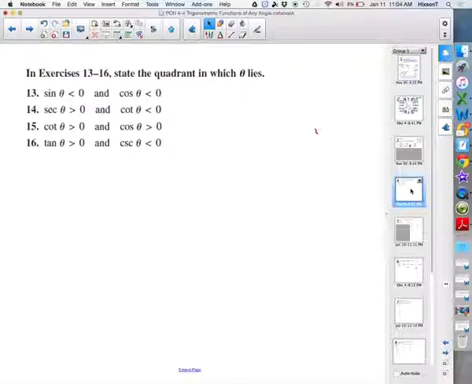Like these, it's kind of like a puzzle. Which quadrant are we in? All right. If sine and cosine are both negative, we have to be in the third quadrant. If secant is positive, what else is positive? Cosine. So if cosine is positive, cotangent's negative, so is tangent. So if cosine's positive, tangent's negative, we're in the fourth quadrant.